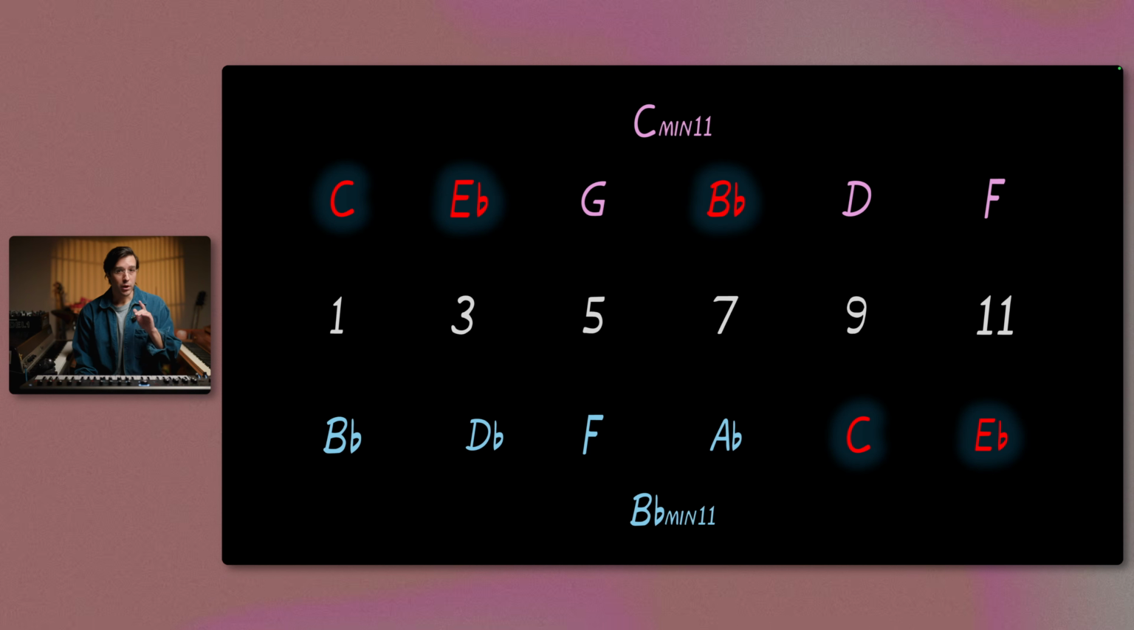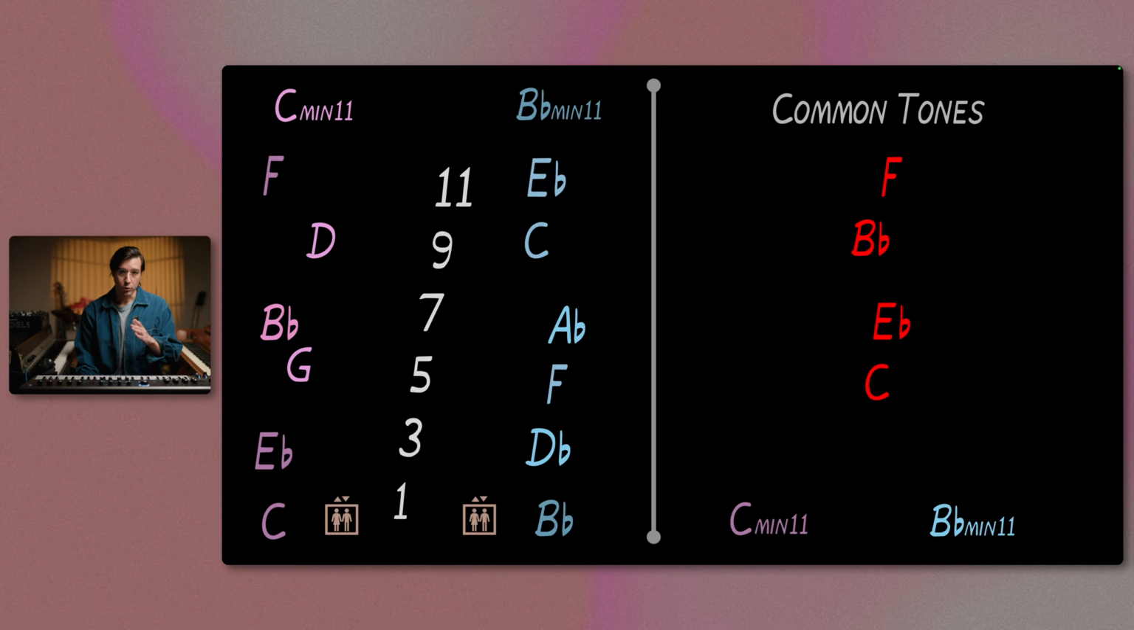B flat is a part of C minor 11 and is also a part of B flat minor 11. B flat is our third common tone. D is part of C minor 11, but nowhere to be found in B flat minor 11. D is not a common tone. And F is a part of C minor 11 and also a part of B flat minor 11. F is our fourth common tone. There are four notes that our chords share.